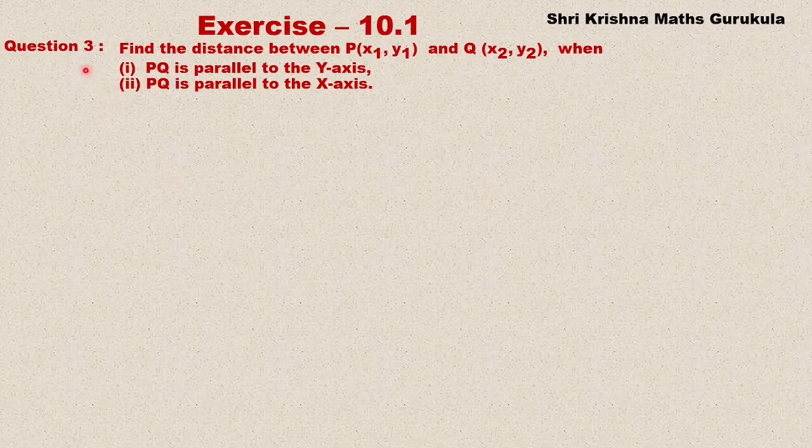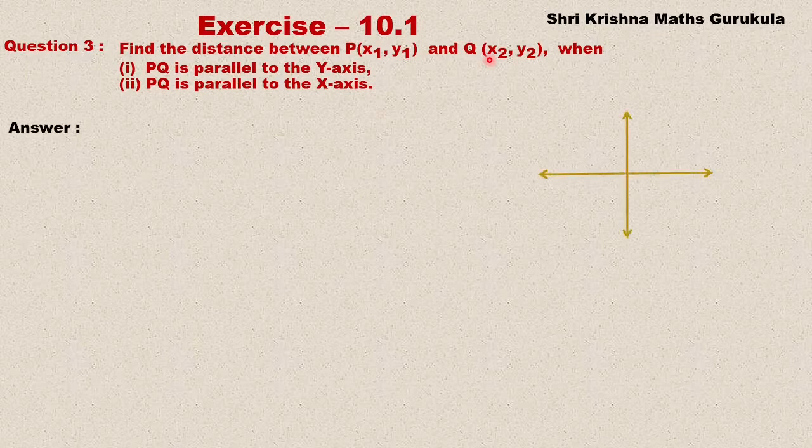Okay, now let us solve question number 3, and the question is like this. Find the distance between points P(x1, y1) and Q(x2, y2) when PQ is parallel to the y-axis and when PQ is parallel to the x-axis. There are two cases in which we have to find the distance between the points P and Q.